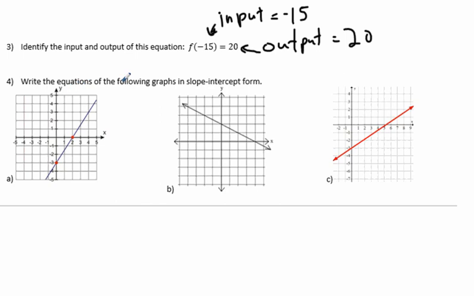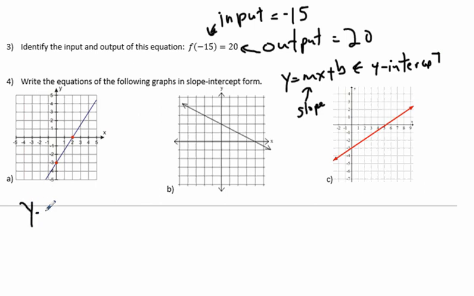All right, now write the equations of the following graphs in slope-intercept form. Slope-intercept form is y equals mx plus b form, where m is your slope and b is your y-intercept. So for a, I'm just going to write the format right here, y equals mx plus b, and substitute the values in underneath it. The easiest one is the y-intercept. That's where this graph crosses the y-axis, and that's at the point negative 3 right here. So for b, I'm going to put negative 3.